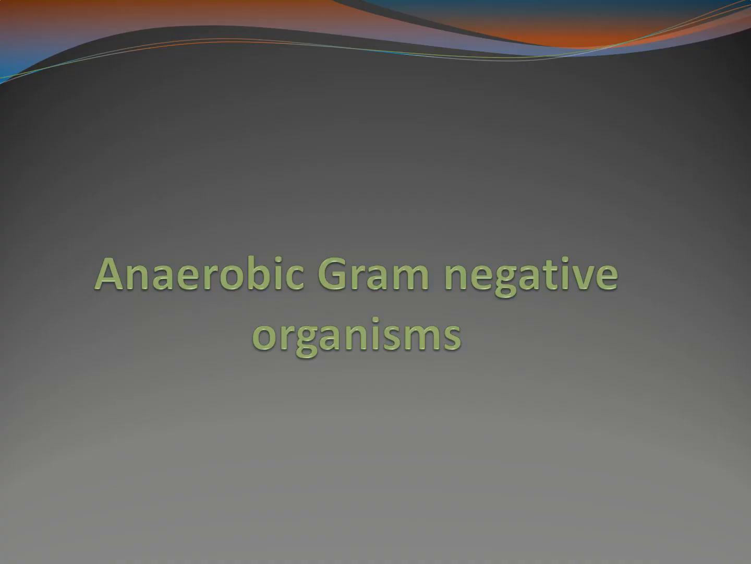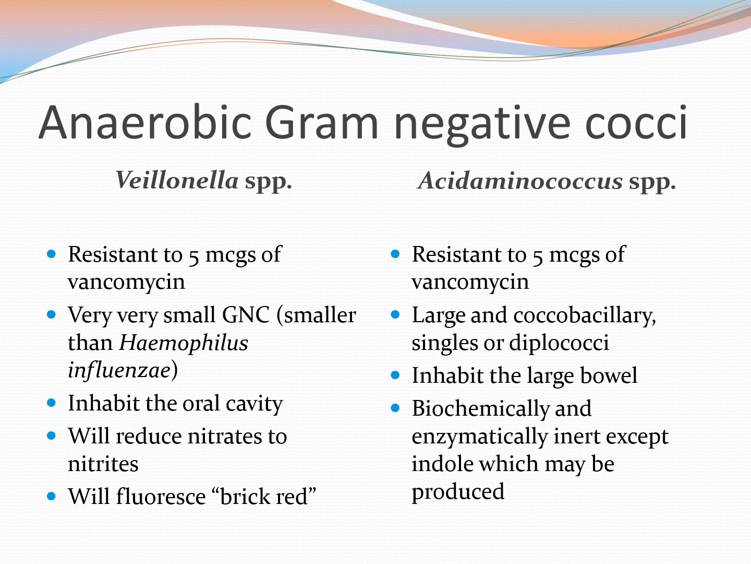Let's talk about the anaerobic gram-negative organisms now, including Veillonella, Acidaminococcus, and other things like Bacteroides fragilis. Some of the anaerobic gram-negative cocci that I want to talk about are Veillonella and Acidaminococcus. These are actually cocci, and there are not a lot of true cocci that we talk about that are gram-negative in microbiology, but these are anaerobic gram-negative cocci. Veillonella and Acidaminococcus are both resistant to vancomycin. In fact, generally all gram-negative rods are resistant to vancomycin. Usually your gram-positive organisms are sensitive to vancomycin.